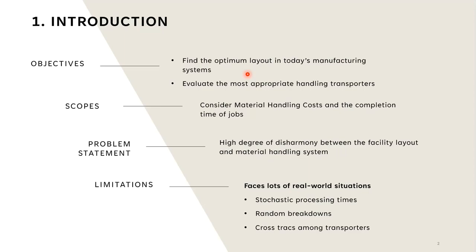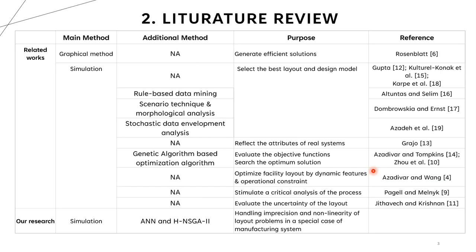The author first defined the problem statement of this work as the lack of parallel engineering in selecting the material handling system with respect to the facility layout, which leads to a high degree of disharmony between the facility layout and material handling system. Through this study, the researcher needs to deal with the limitations of real-world situations that manufacturing is facing that could affect the result of work, such as stochastic process time, random breakdown, and cross-check among transporters.